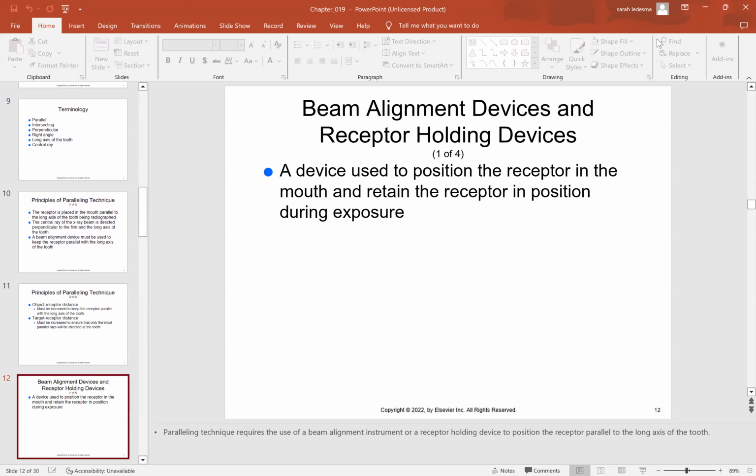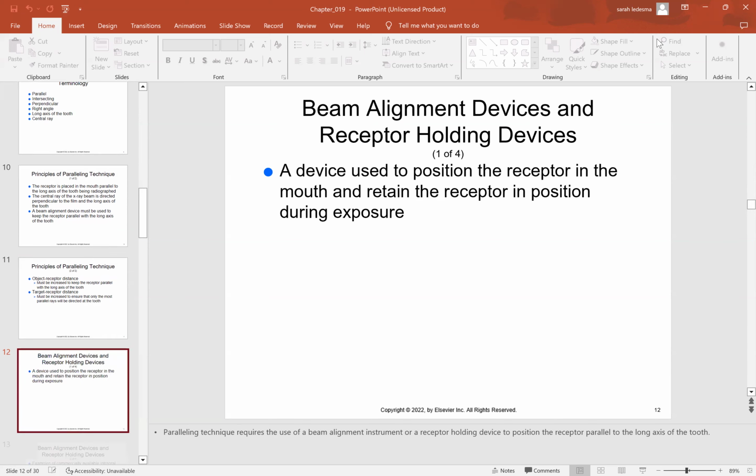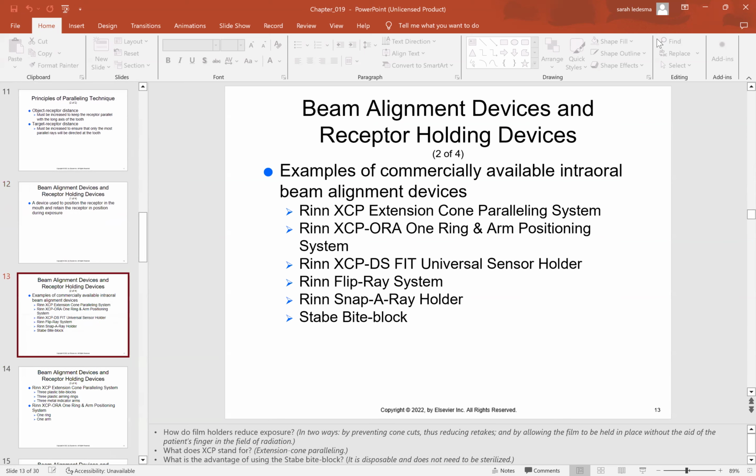Beam alignment devices and receptor holding devices. A holding device is used to position the receptor in the mouth and retain the receptor in position during exposure. Examples of commercially available intraoral beam alignment devices include the RINN and the stat bite block.